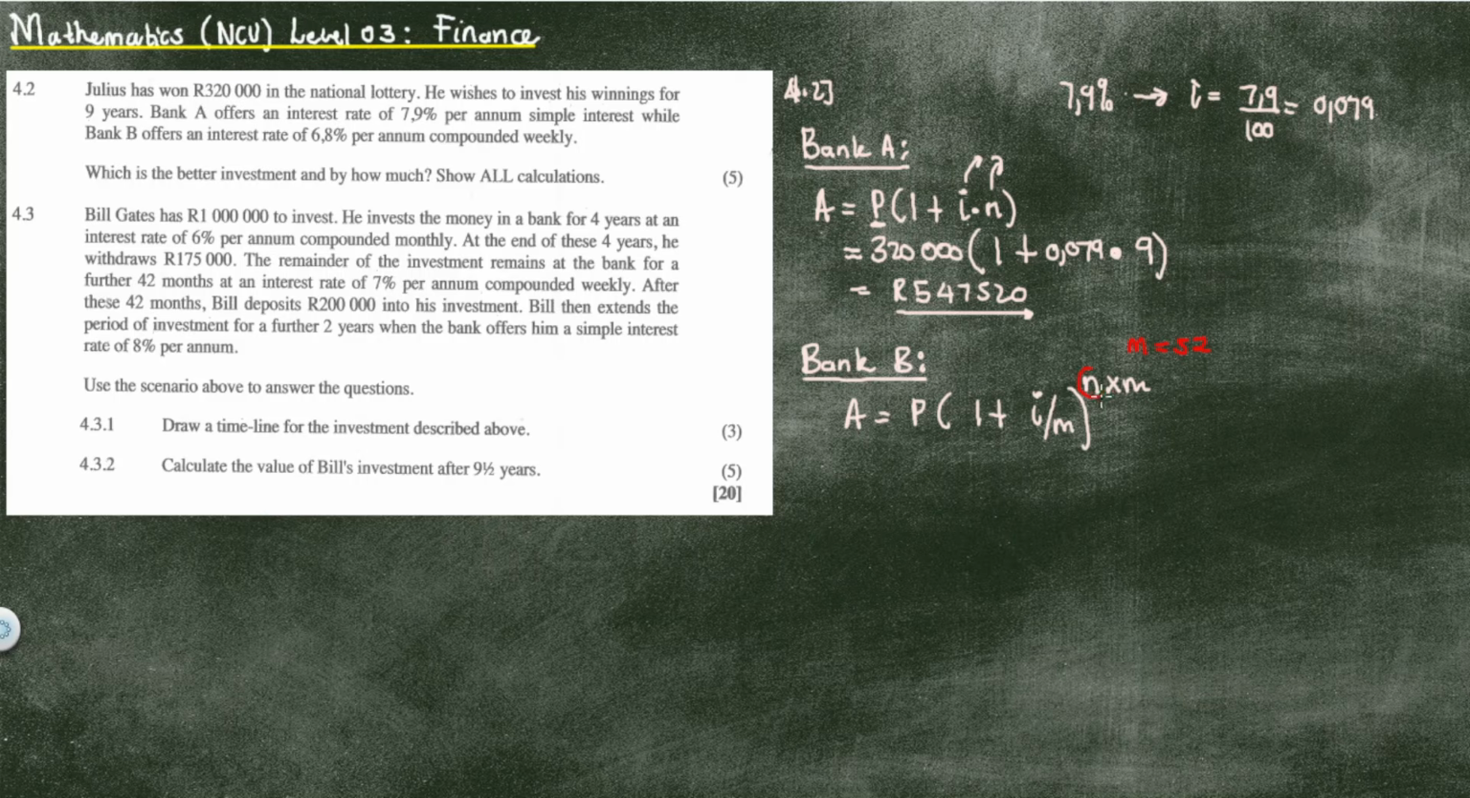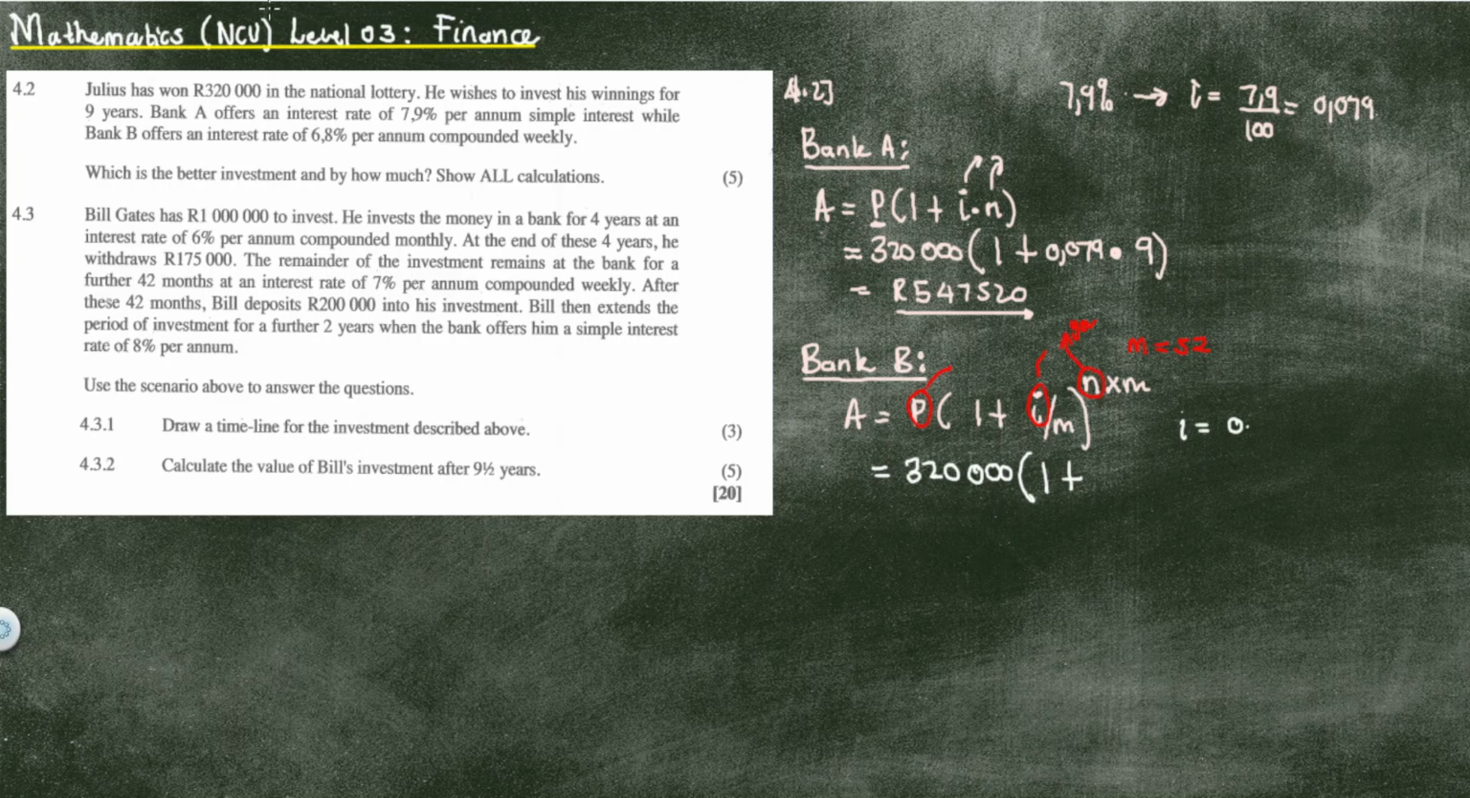And then don't forget, n stands for the number of years, I is the interest rate, and P is the initial investment. The initial investment here was 320,000 rand. Open bracket 1 plus I. What is the interest rate? For the compound interest, we have 6.8% per annum. So I now becomes what?